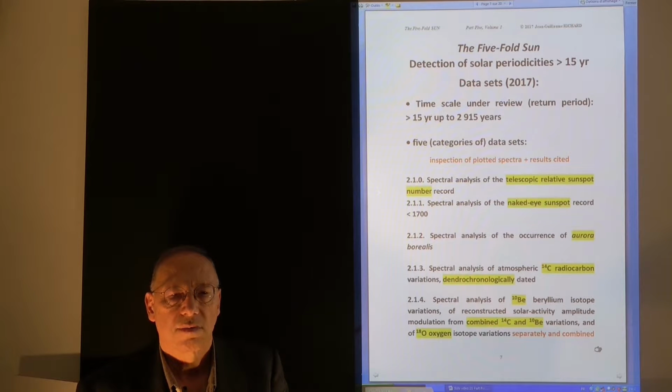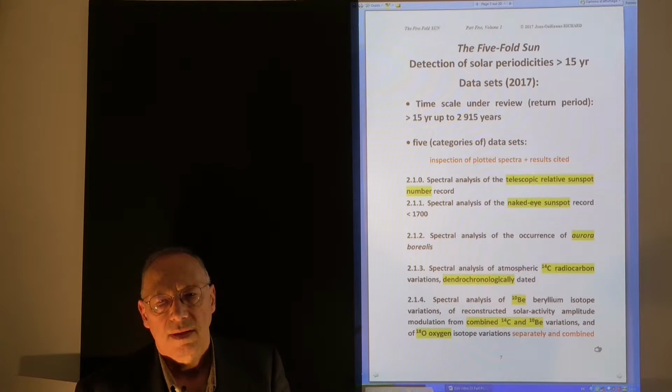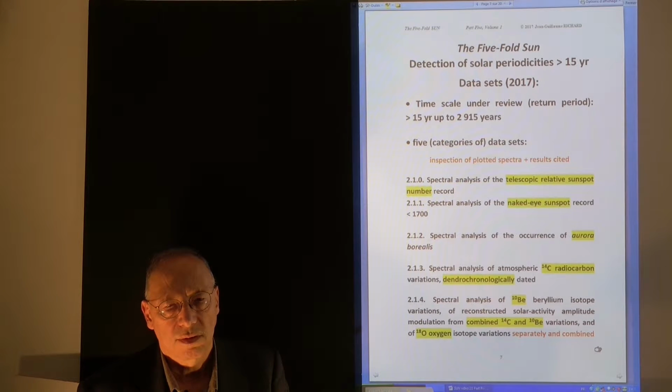The datasets that we used in the investigation of 2017 for the timescale under review go up to 2,915 years in terms of a return period. There are 5 categories in such datasets. The telescopic sunspot number for the interval before telescopes, the naked eye sunspot number, sunspot record, the aurora borealis, the radiocarbon record, which is important because it allows to go much farther in the past, and it is also chronologically very precise thanks to trees and dendrochronology.